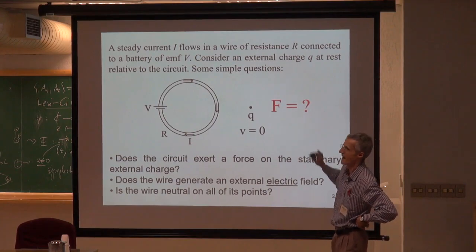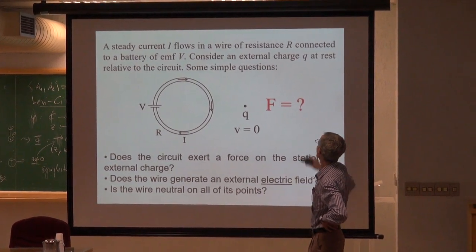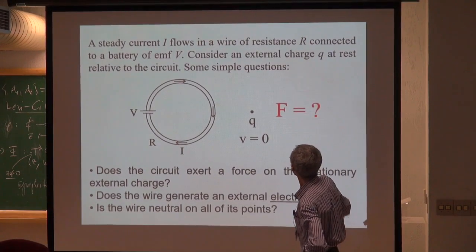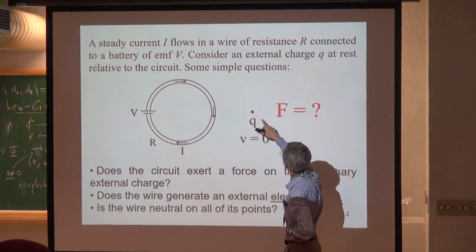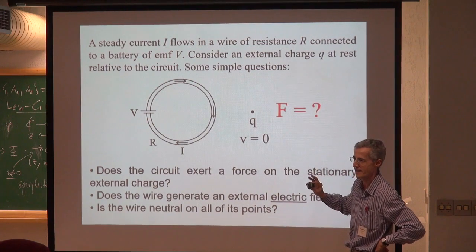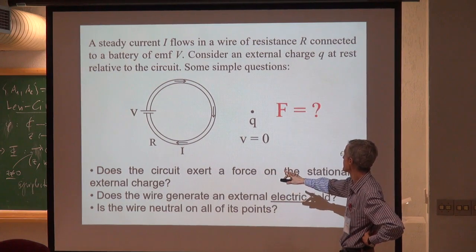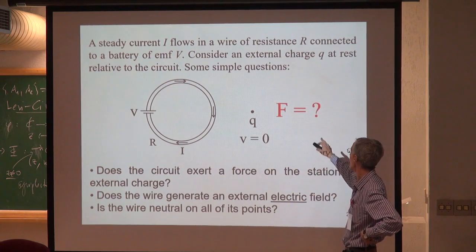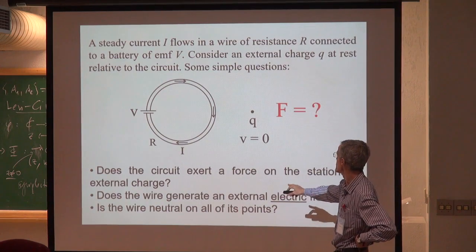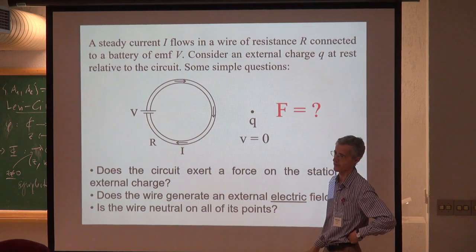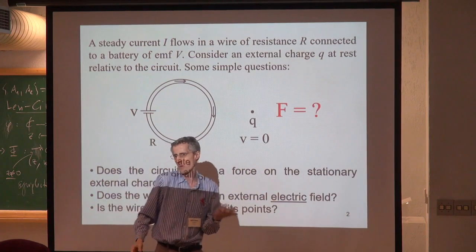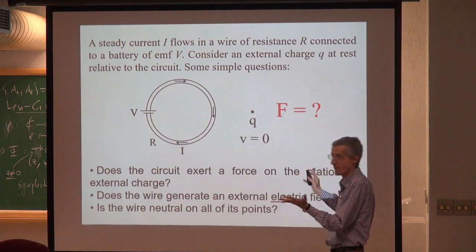So we have a steady current I flowing in a wire of resistance R connected to a battery of EMF V. Consider an external charge Q at rest relative to the circuit. Simple questions I will ask, the whole subject today. Does the circuit exert a force on the stationary external charge? Does the wire generate an external electric field? Because the magnetic field I have shown here, but now I am asking about the electric field.